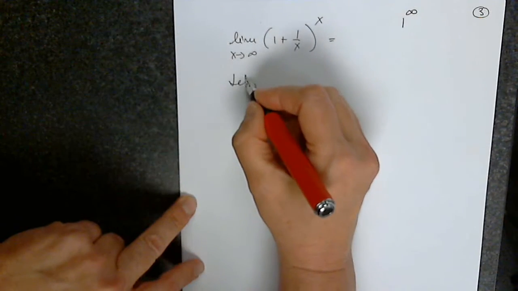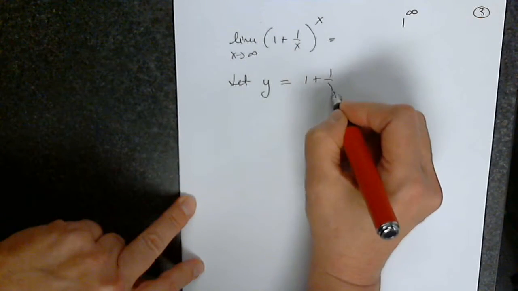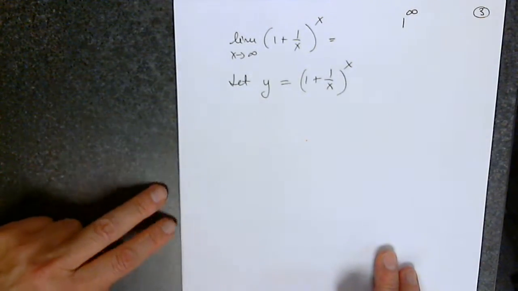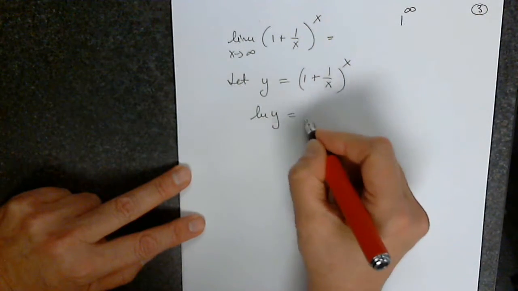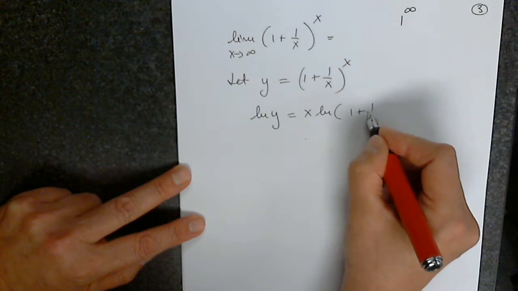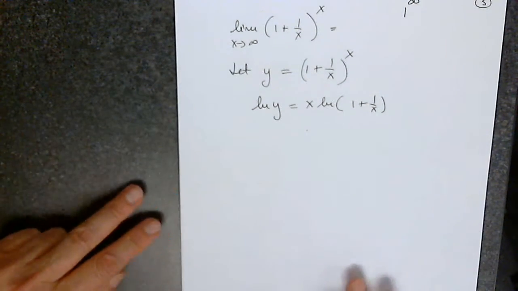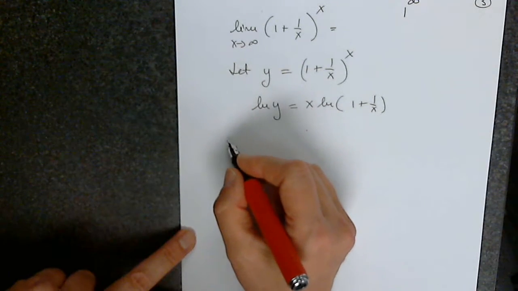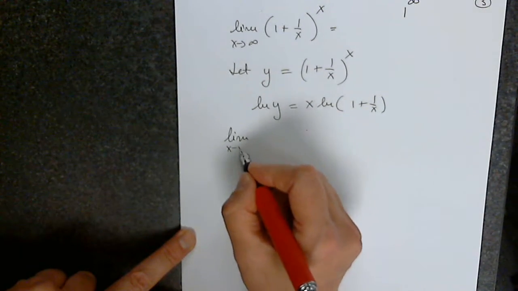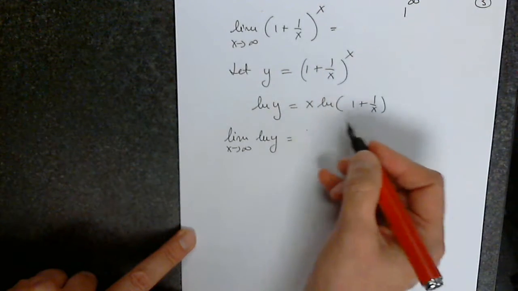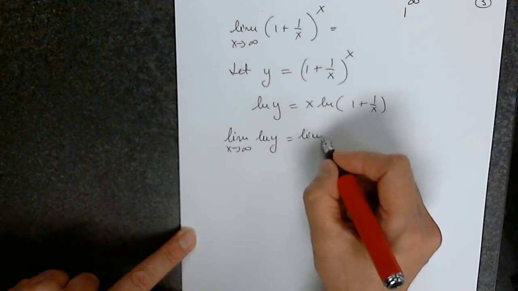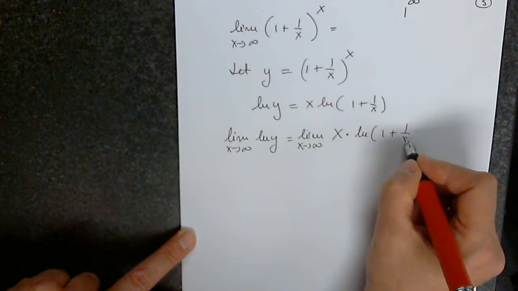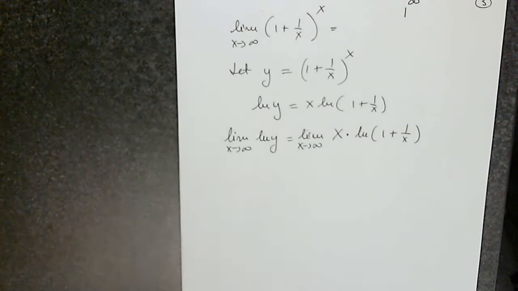I'm going to say let y be 1 plus 1 over x raised to x. And then I am going to do, okay. See how important natural log is? Okay. What do you think I'm going to do next? Find limit as x approaches infinity from natural log y, which is from this. Limit as x approaches infinity from x times natural log of 1 plus 1 over x.